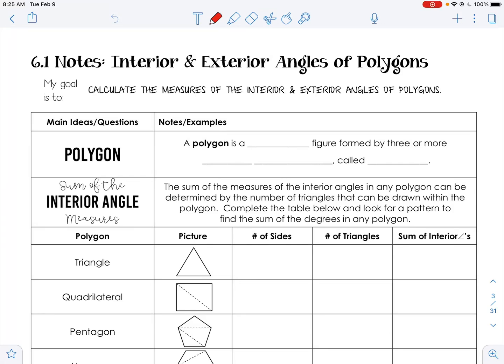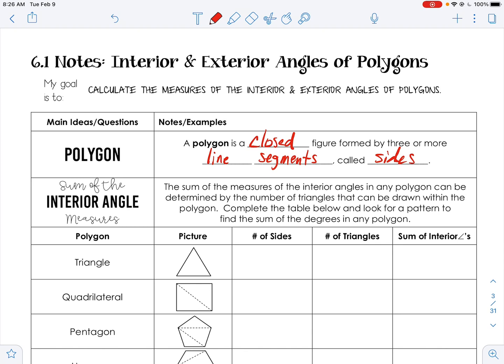All right. Unit 6, Section 1. Let's talk about interior and exterior angles of polygons. A polygon is a closed figure formed by 3 or more line segments called sides. Has to be 3 or more. Only 2 line segments just forms an angle. You'd have to have a third to close the body and to turn it into a polygon.